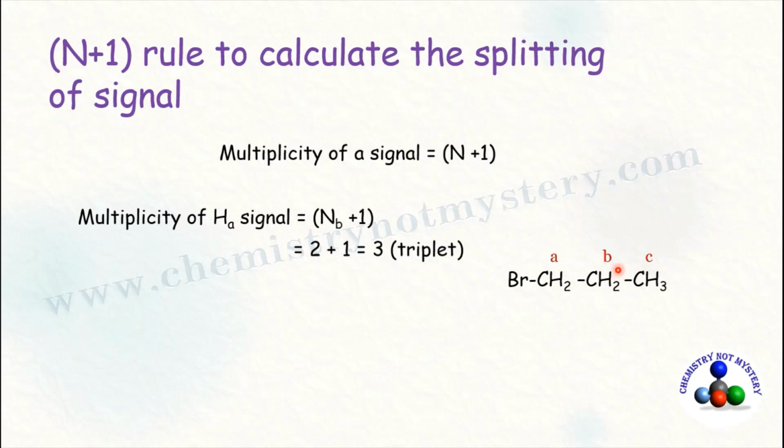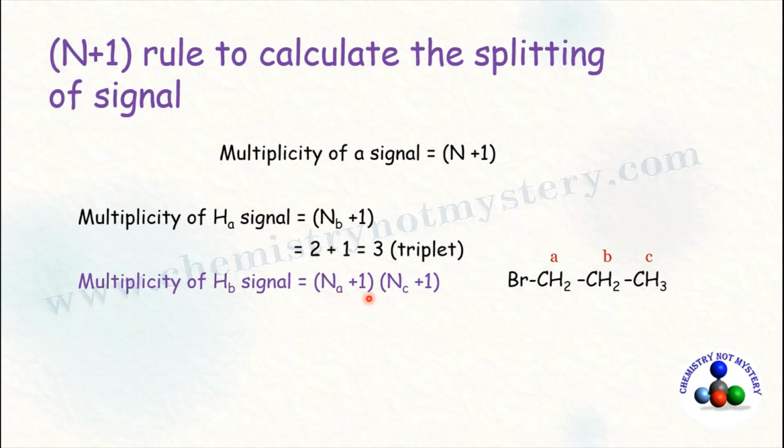Now get the multiplicity of proton B. The signal of proton B will be split by the A set of protons as well as by the C set of protons, as there are 2 sets of chemically equivalent protons present on the neighboring carbons. So here you have to use the formula (n plus 1) multiplied by (n plus 1). So first of all, calculate the A set of protons. As there are 2 A set of protons and 3 C set of protons, now place the values. So here you will get (2 plus 1) multiplied by (3 plus 1). On solving it, you will get 3 multiplied by 4. So here you will get 12. The multiplicity of B set of protons will be 12.